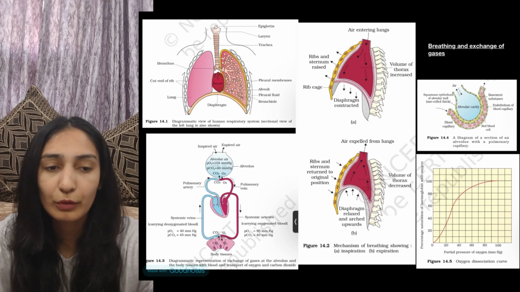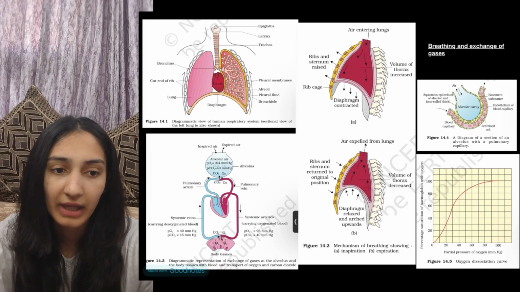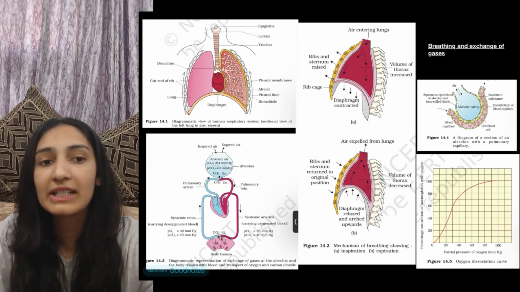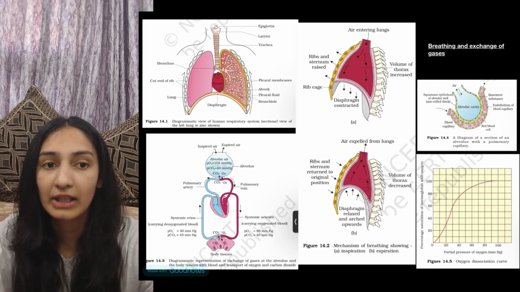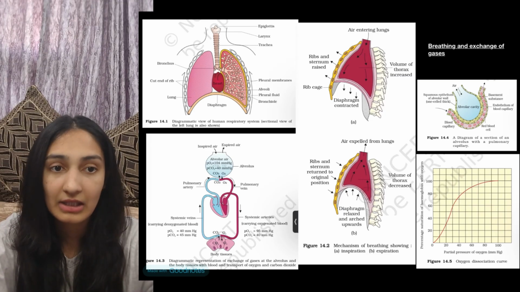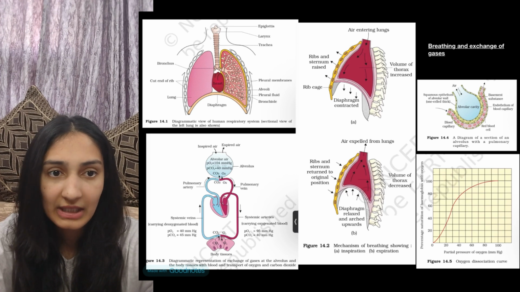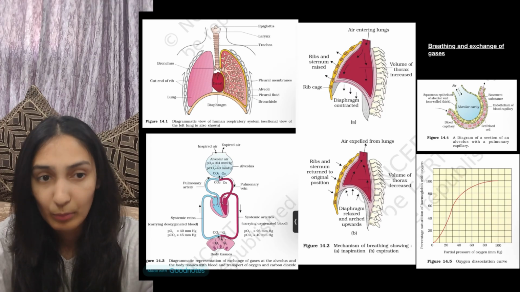Moving on to figure 14.3 where you can see a diagrammatic representation of exchange of gases at the alveolus and the body tissues with blood and transport of oxygen and carbon dioxide, where you can clearly see that inspired air comes in and the expired air goes out, the alveolar air. PO2 is 104 mm of Hg and PCO2 is 40 mm of Hg. Note the difference in these. Then you can see that pulmonary vein, pulmonary artery take the respective gases and bring them to alveoli.